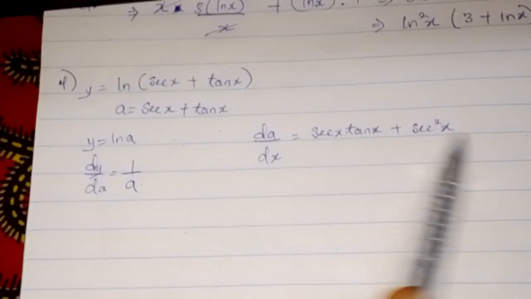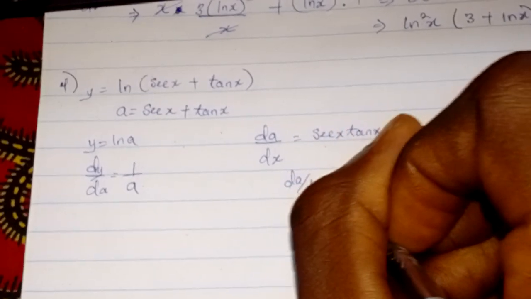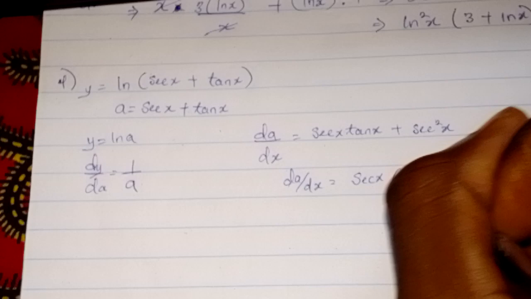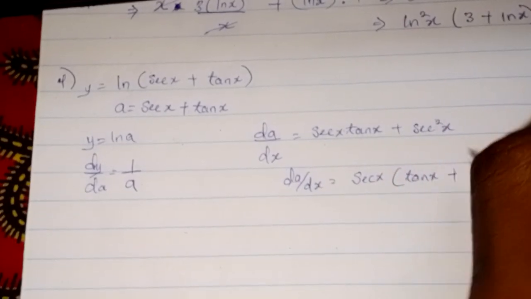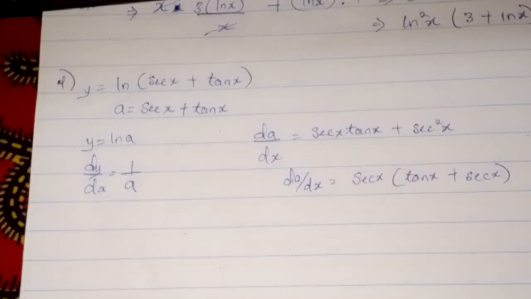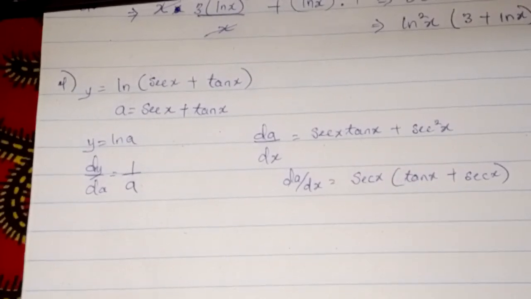So we can factorize this, right? So dA dx will equal to what? Sec x is common, right? You can say sec x into bracket what? Tan x plus sec x. That's what we get here, right? So we have sec x into brackets tan x plus sec x here.